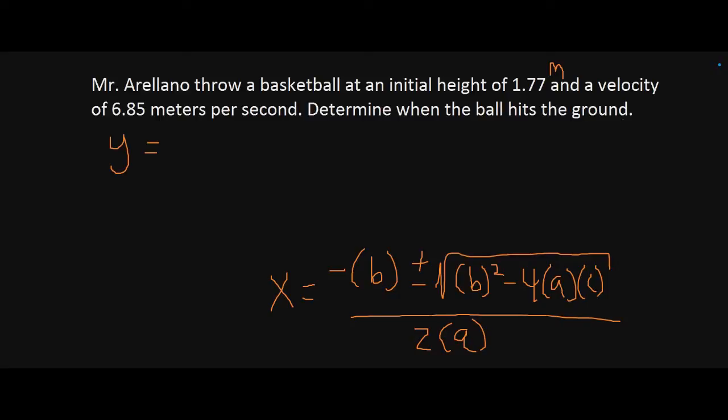So let's write our equation. We always do negative 4.9x squared. The negative 4.9 comes from gravity. Gravity is actually negative 9.8, but it's half of gravity when we do it with the quadratic equation. Then our velocity goes here, so it's 6.85x plus 1.77.